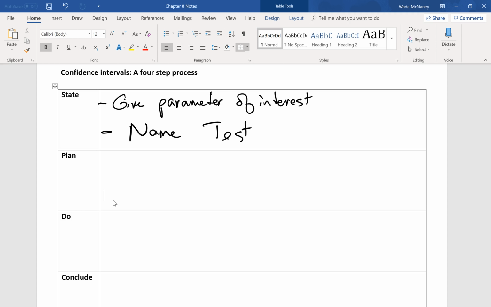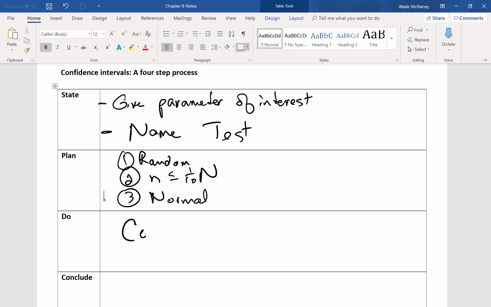The second part, the plan part of this. This is where you're going to check the conditions. Is it random? Was it gathered randomly? Does it satisfy the 10% condition? My sample size is less than 10% of my population. And finally, does it follow a normal distribution? And again, this normal condition changes depending on whether we're doing means or proportions. So you have to go back to those conditions from above, and they change depending on proportions versus means.